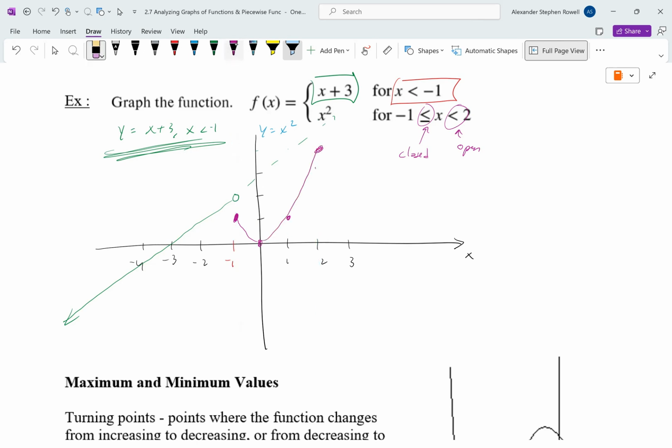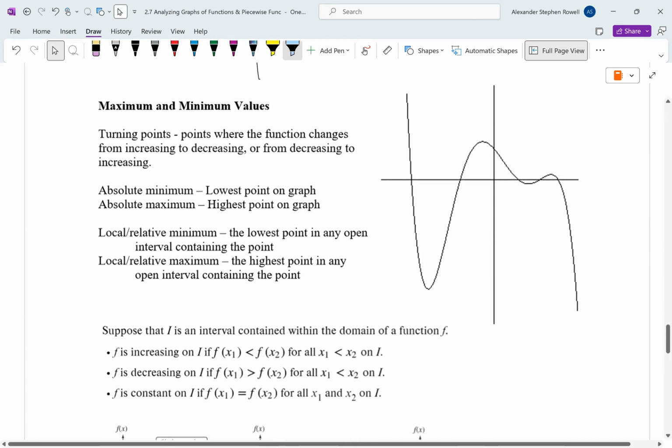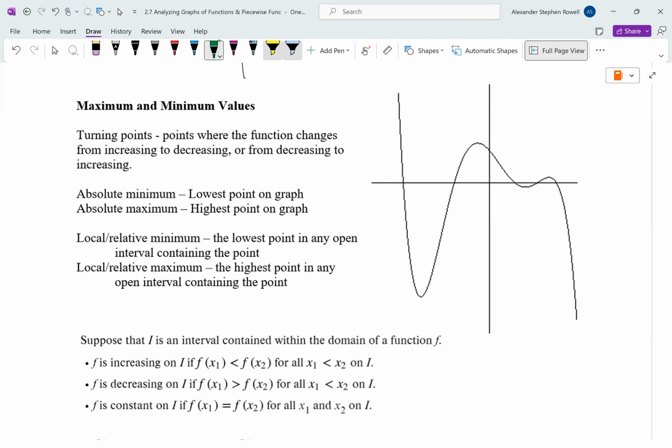And then I erase all these other lines. Any questions about that? So it looks like a line to the left of -1, and looks like a parabola between -1 and 2. All right, we have a few definitions, and we'll classify a function. So a turning point is just when you go from decreasing to increasing. So decreasing to increasing, that's a turning point. Increasing to decreasing, this is another turning point.